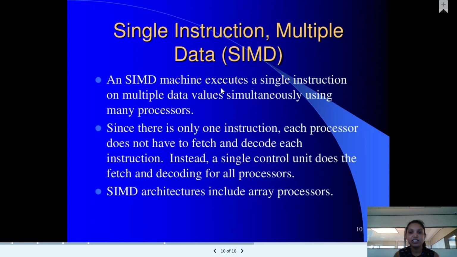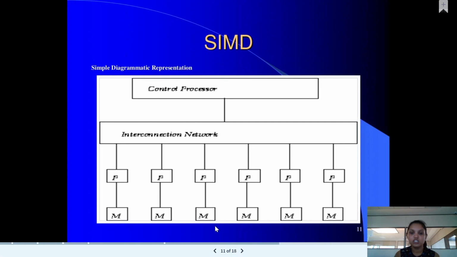Another type is SIMD, meaning single instruction on multiple data. An SIMD machine executes a single instruction on multiple data values simultaneously using many processors. Means that there are many data and the instruction is single, so we require multiple processors for it. Since there is only one instruction, each processor does not have to fetch and decode each instruction. Instead, a single control unit does the fetch and decoding for all the processors. SIMD architectures include array processors. So this is the diagram of SIMD.